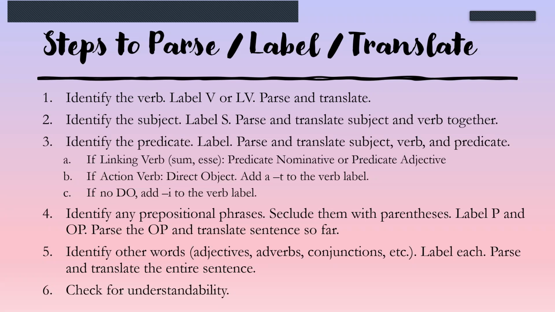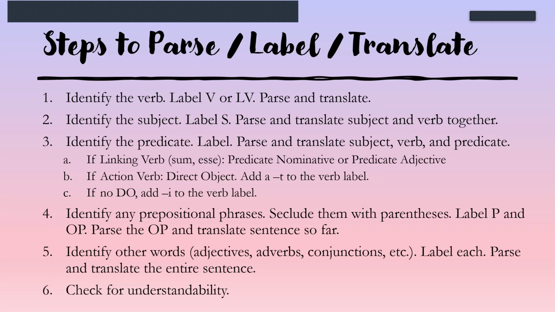If there is a linking verb, and there's only one in Latin, it's sum, esse. So any form of sum, esse. If that's true, the predicate can be either a predicate nominative or a predicate adjective. And if you remember from the noun session, those are all going to be in the nominative case. If it's an action verb, then go look for a direct object, which is going to be in the accusative case.